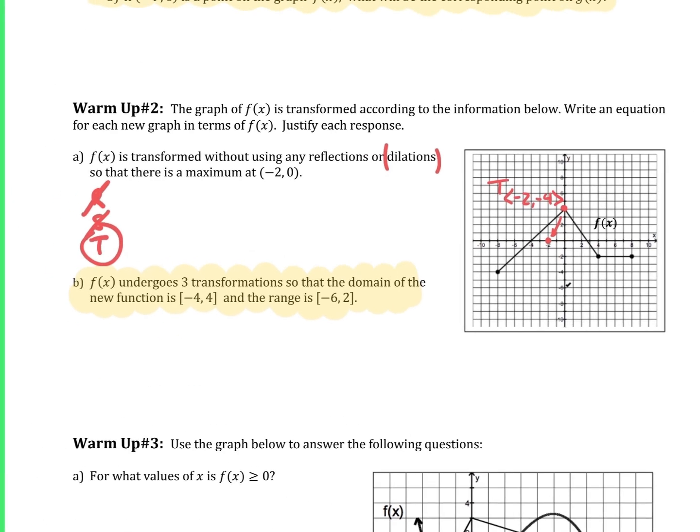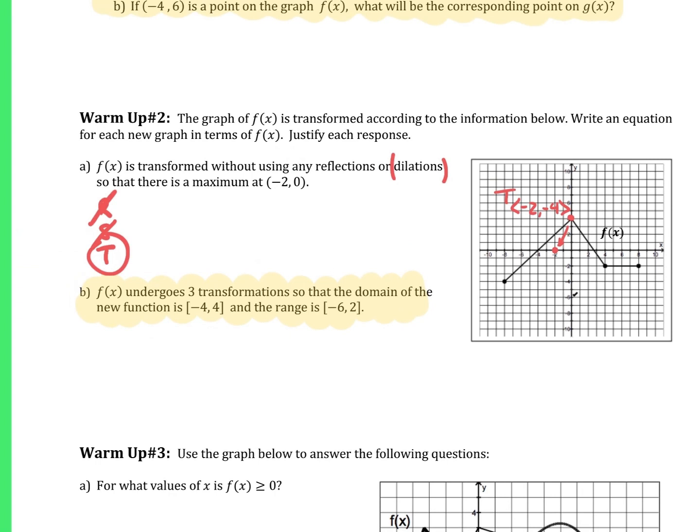So to write this as a new function, I have to do f of, and the negative 4 at the end is the easy part. The hard part is the part in the middle. We have to do x plus 2. I think that's it. Okay, great.